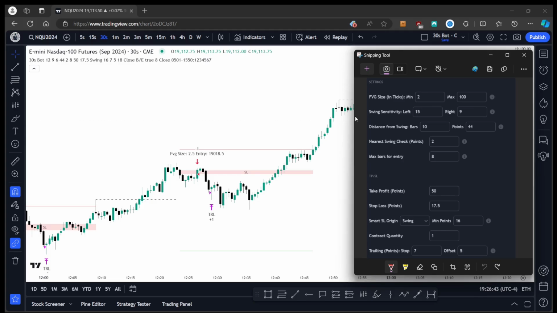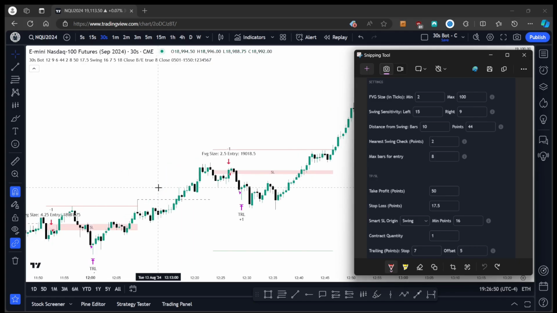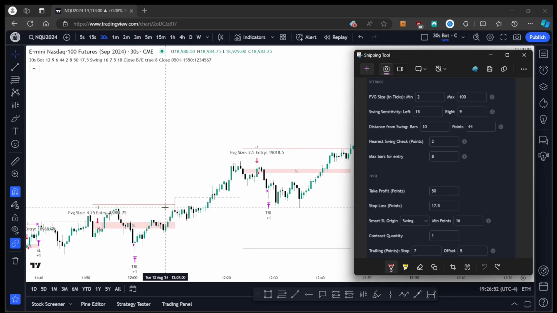Next, we have the swing sensitivity. One of the criteria for entry is that we need to make a swing high for a short or a swing low for a long, indicating that we've taken some sort of a liquidity that we're using as a reference. And in order to determine the swings, we have, again, two parameters, left and right. Left parameter determines how many bars to the left do we need to go to validate the swing.